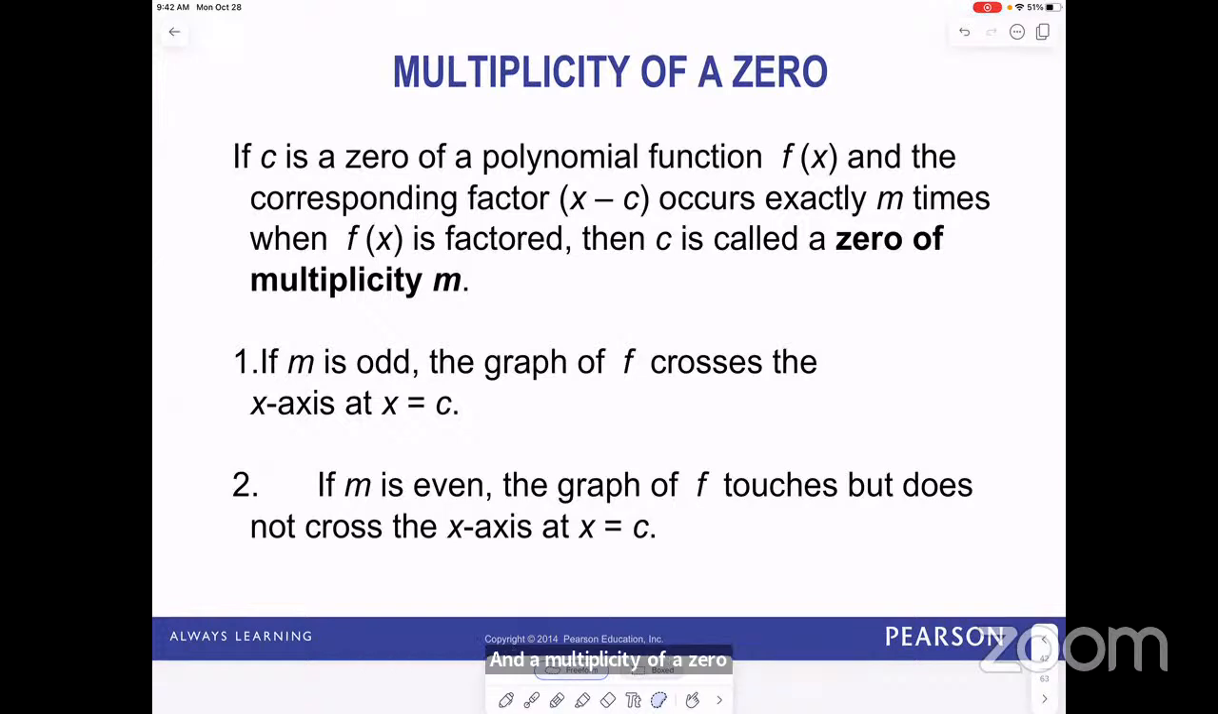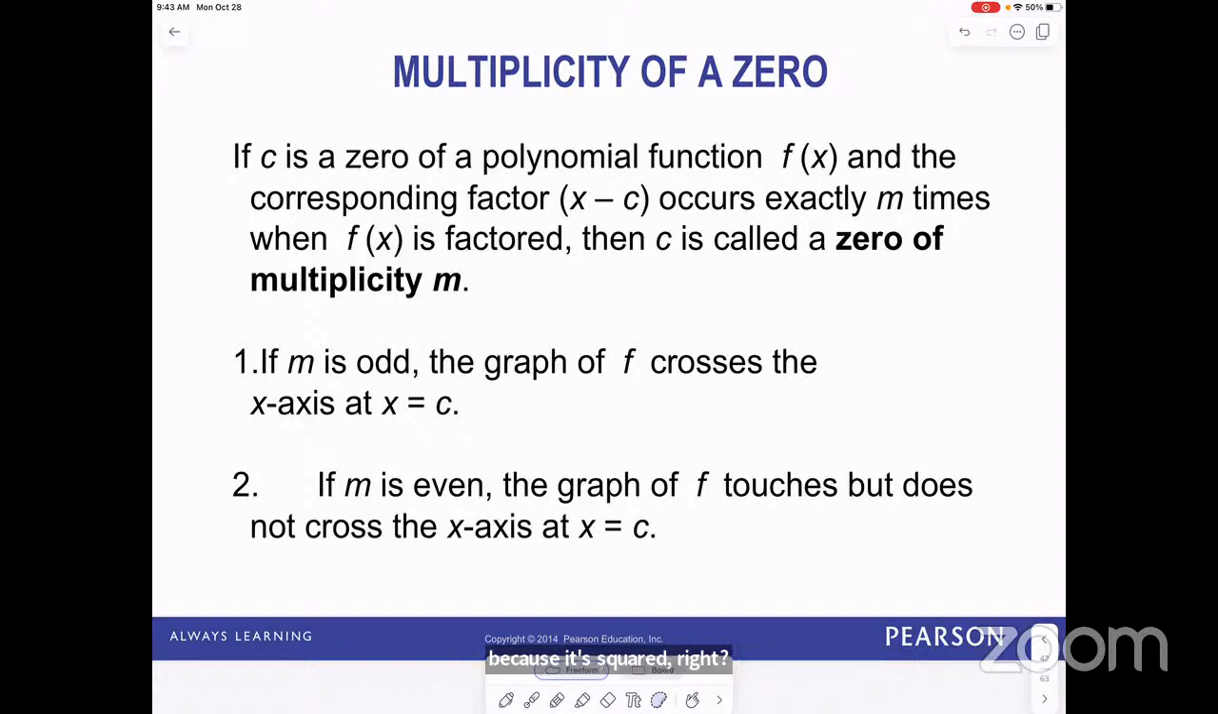So sometimes the zeros occur more than once. Whenever a multiplicity occurs an even number of times, like if we had (x - 2) squared, that means that when x is equal to 2, we count that as two zeros because it's squared, right? So that's multiplicity of a zero.